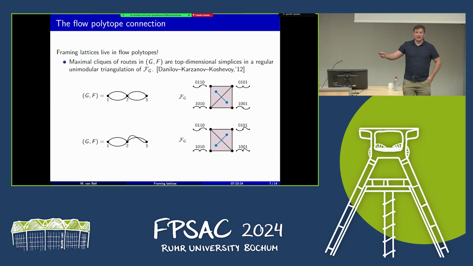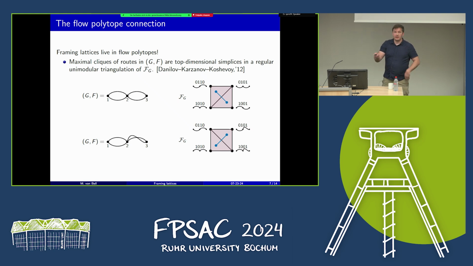But let's not forget about flow polytopes quite yet. I introduced them because they're so closely connected with these framing lattices. Like we saw in the previous talk, maximal cliques of routes in these framed graphs are top dimensional simplices, or facets, in a regular unimodular triangulation of the flow polytope. And that was the result by Danilov, Karzanov, and Koshevoy from FPSAC 2024.